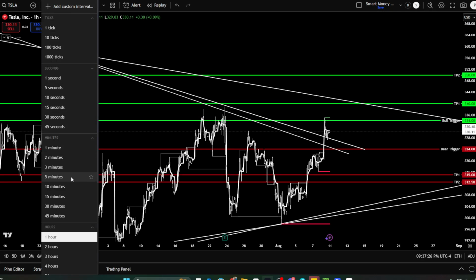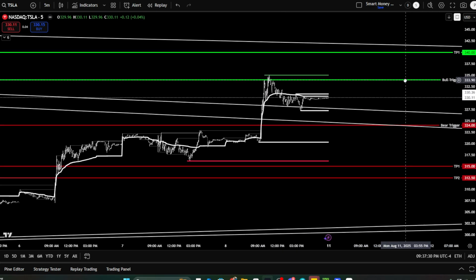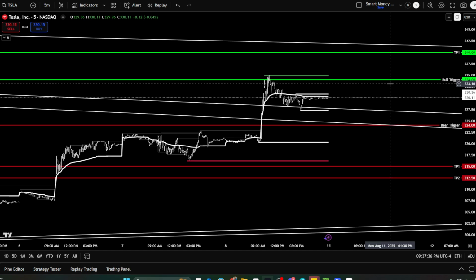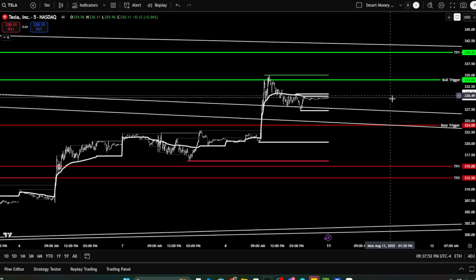Now I'm going to drop down into a 5-minute chart. With these triggers, you're going to want to be using the 3, 5, or 15-minute. The 3-minute is going to be your earliest entry. The 5-minute is going to be moderate conviction, moderate entry. The 15-minute is high conviction, but the latest entry as far as the close goes.